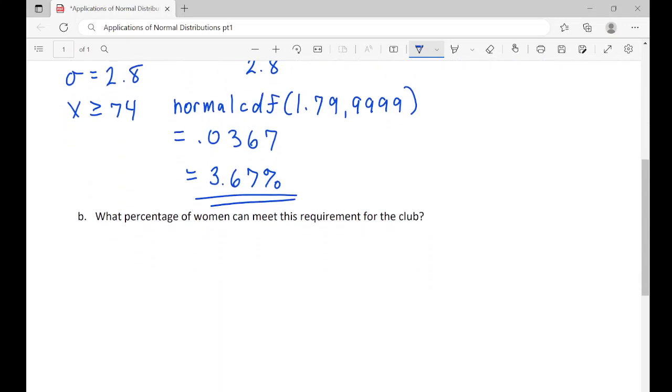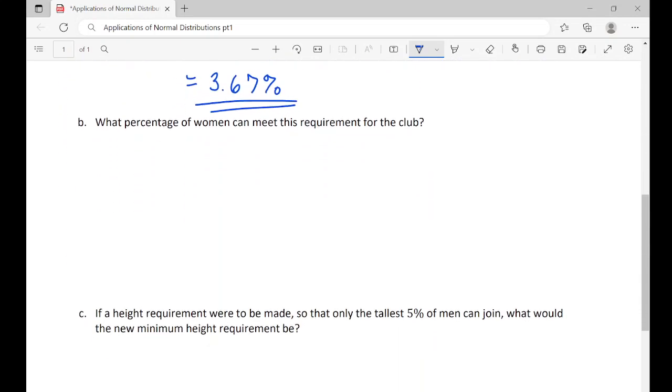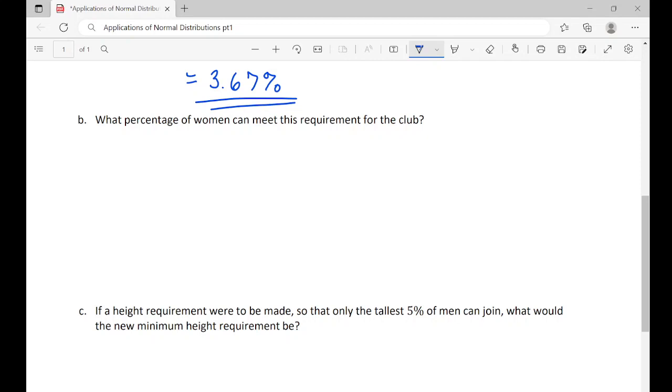Now let's go again for the next one, but this time it's going to be for women. And again, we need to know our mean and standard deviation. We know our mean from before is 63.9, and our standard deviation is 2.5. Now, what's the requirement for women? Well, women had to be at least 70 inches. So our x value here is going to be greater than or equal to 70.